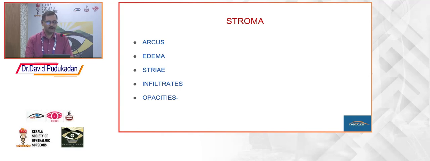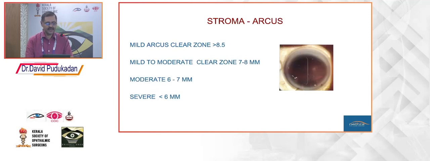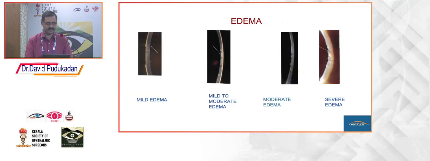Coming to stroma, stroma is evaluated for the extent of arcus, edema, striae, infiltrates, or opacities. The arcus is graded depending upon the clear zone, that is the area which is devoid of the arcus. It is graded as mild arcus when the clear zone is more than 8.5 mm and severe arcus when it is less than 6 mm. Coming to edema, it is graded as mild edema when only the anterior layers of the stroma are affected, mild to moderate when there is extension to the deeper layers of the stroma, and moderate edema when all the layers of the stroma are involved.